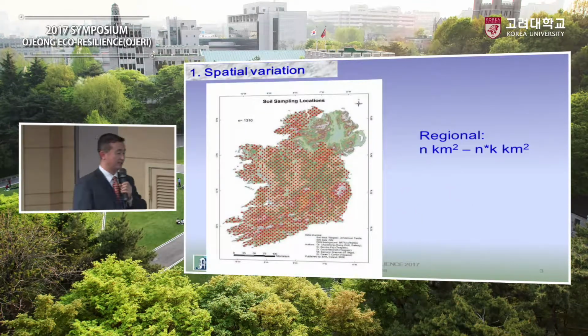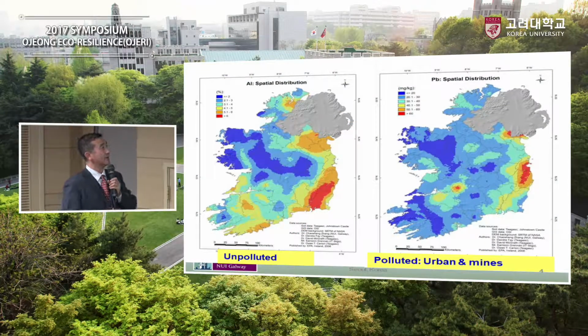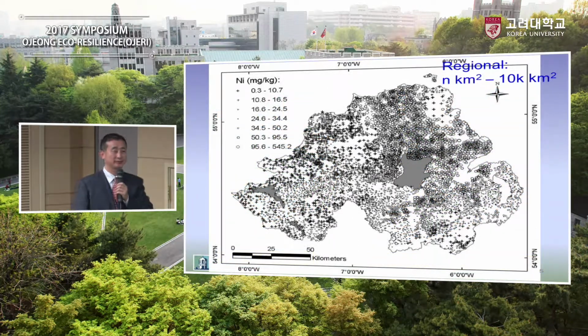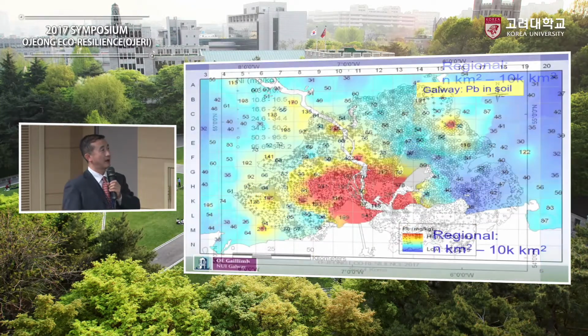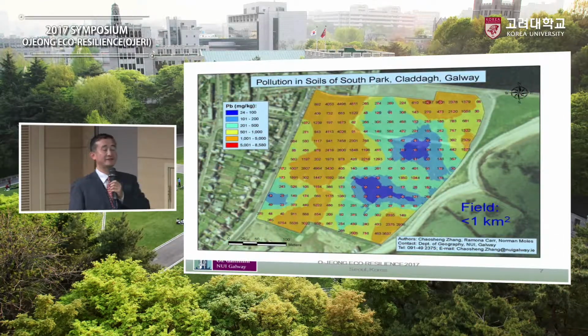First, let's have a look at the maps showing spatial variation. Normally, we collect environmental samples, and then we produce those maps. For those maps, you can easily see that they are not homogeneous. You will see some high values or some low values at the regional level. This is also regional level, this is Northern Ireland. And this is also regional level, a city in Galway, a small city in Ireland. And this is at the field level, just within one land. It's a fairly small area.